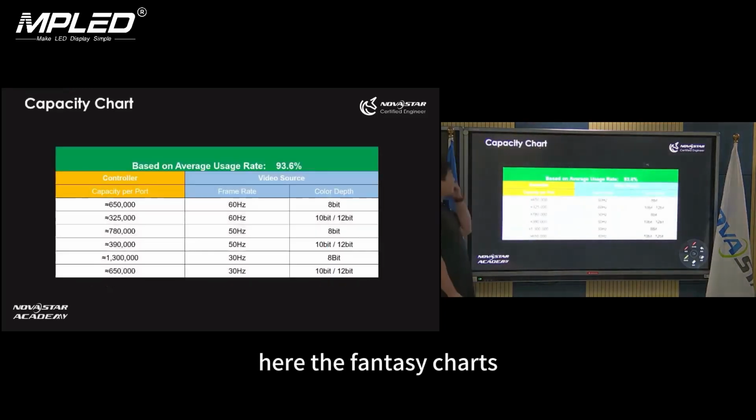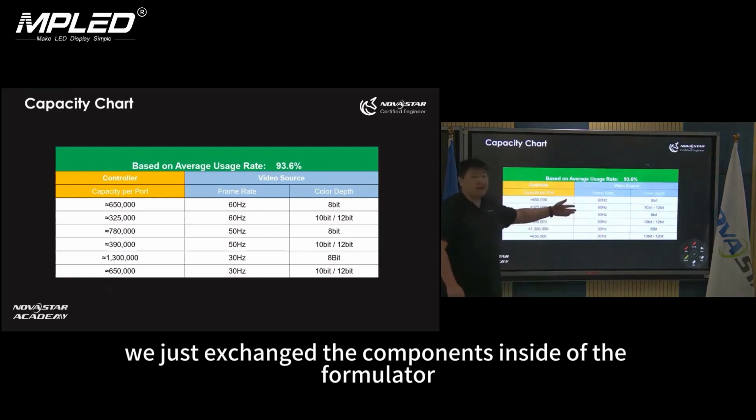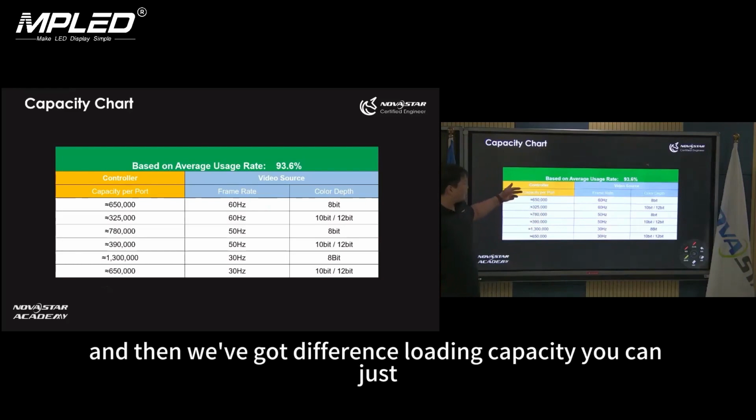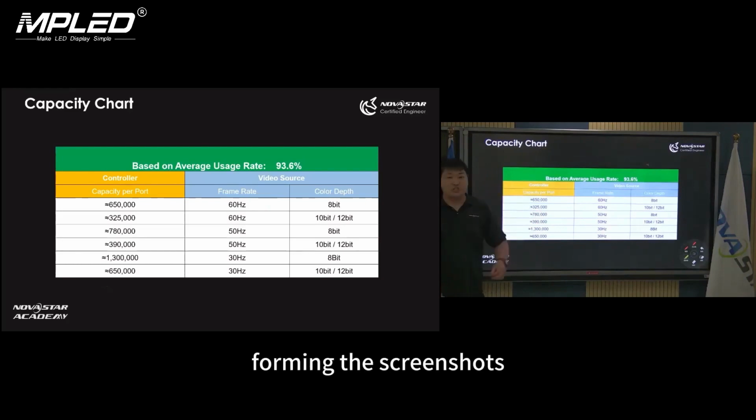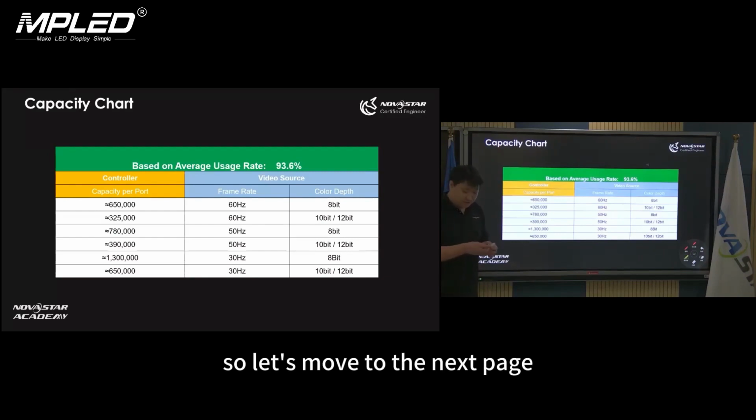Okay, here are the capacity charts. So as I said, we just change the components inside of the formula, and then we got different loading capacity. You can just take a picture or make the screenshots. Okay, so let's move to the next page.